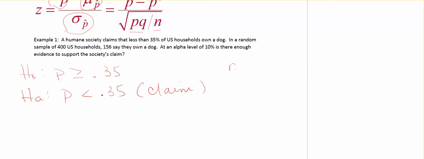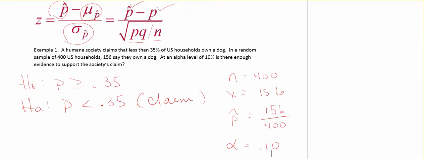And a random sample of 400 households, 150 of them claim they have a dog. That'll give us what we need to find p-hat, at an alpha level of 10%. Is there enough evidence to support the claim? So what else do we still need for our problem? We still need q, as you can see if you're looking at your to-do list.